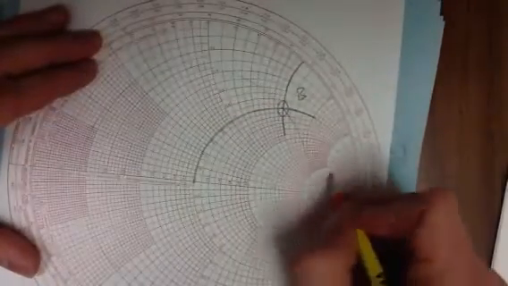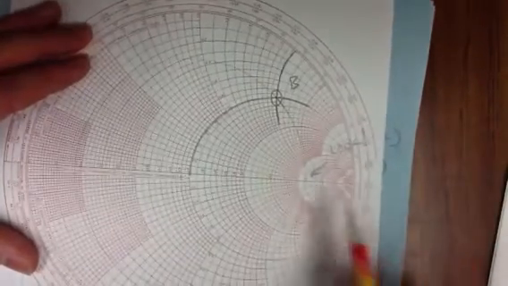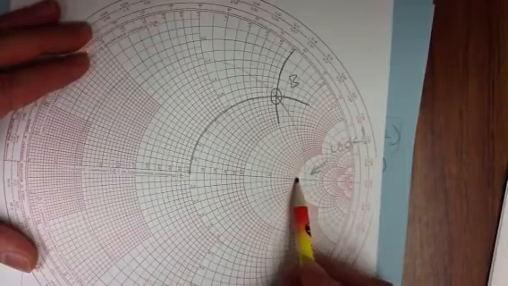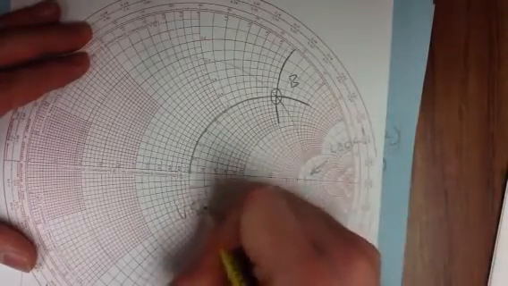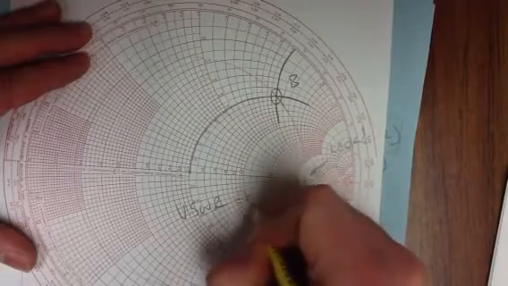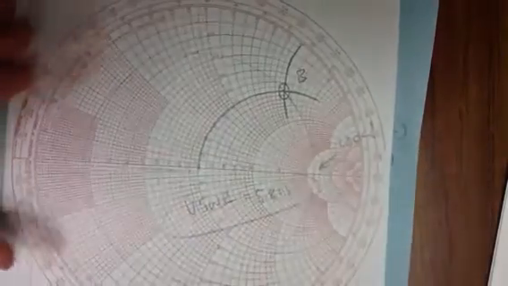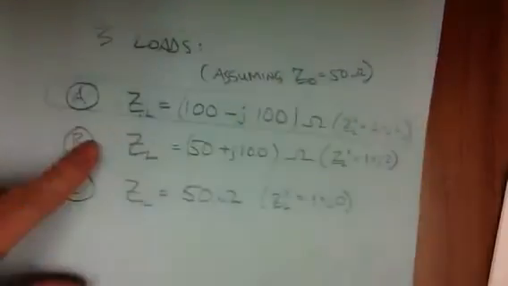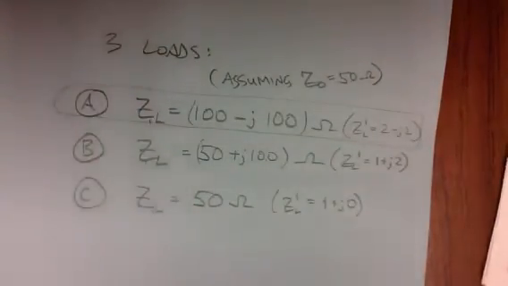So now here, I look. What number is that? Well, this is 4, this is 5, this is 6, so it's a little bit less than 6. So VSWR is about 5.8 to 1. That's done. I plotted the impedance, I drew the circle, and I looked, and there it is, 5.8 to 1. That's B. One more, C.